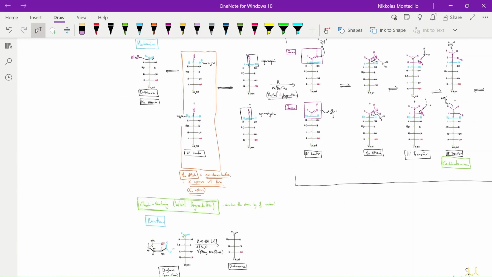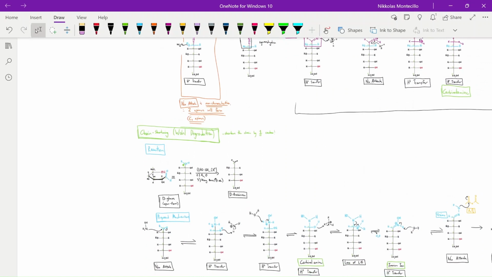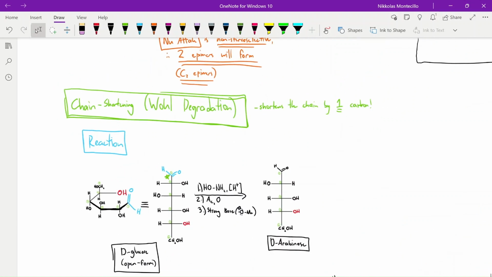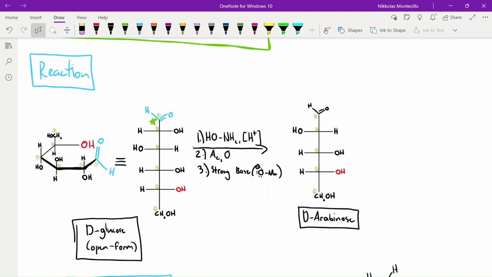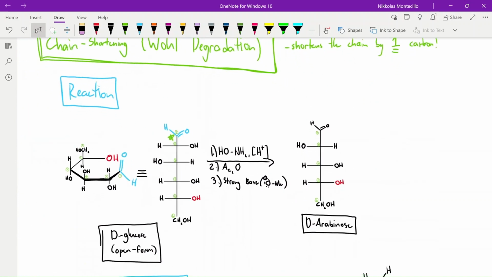And lastly, we have the last type of reaction for monosaccharides, the other set of length-changing reactions. We have chain-shortening reactions, and in this particular case, we're dealing with Wohl degradation, which shortens the carbon chain by 1 carbon. So the glucose in its open form will undergo a series of reaction steps to form D-arabinose, and we'll clarify this in the mechanism.